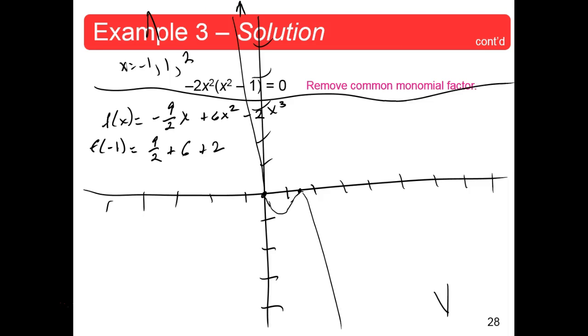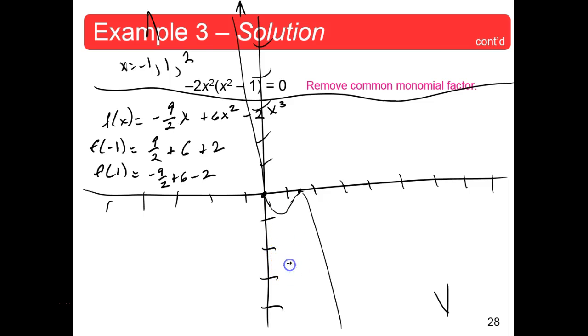It comes down to 0. Let's do it at positive 1. So what's f of 1? And remember my little trick? Just add the coefficients. Because all the x's are going to be 1, right? When x equals 1, x to any power is going to be 1. So that's going to be minus 9/2 plus 6 minus 2. So 9/2 is minus 4.5, right? And another minus 2 is minus 8.5. Minus 8.5 plus 6 would be minus 2.5. So it's way down here.